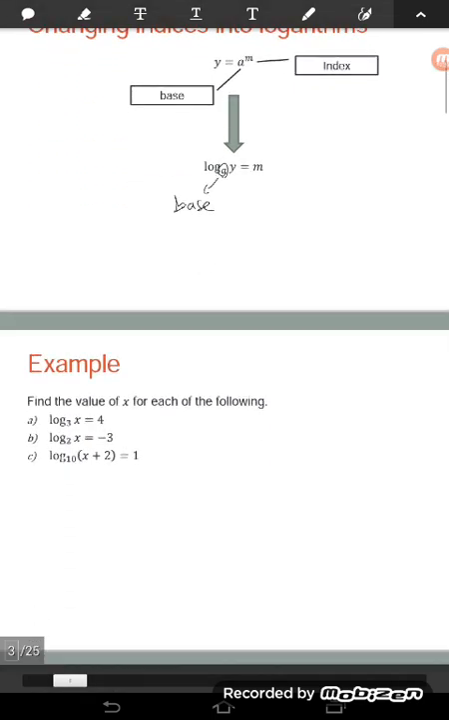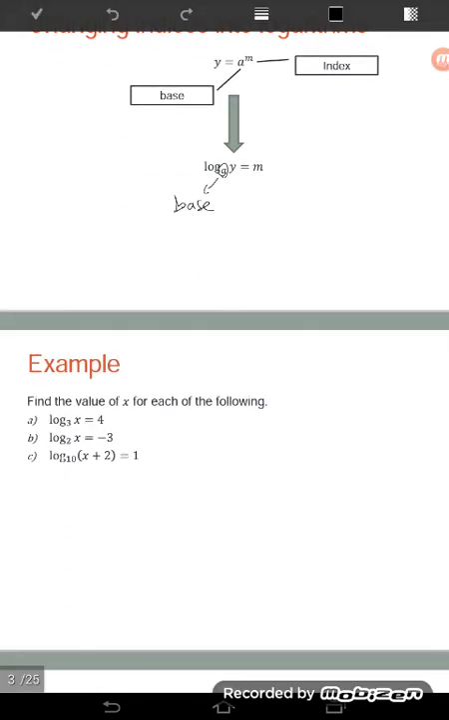Okay, example this one. Find the value of x for each of the following. So a, I have log 3 x is equal to 4. To find the value of x, we need to cancel log. In order to cancel log, we need to bring this base 3 to the right. So therefore x is equal to 3 power of 4, because the base of log becomes the base of indices and the power of 4.